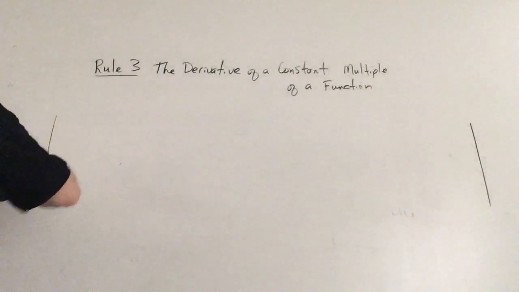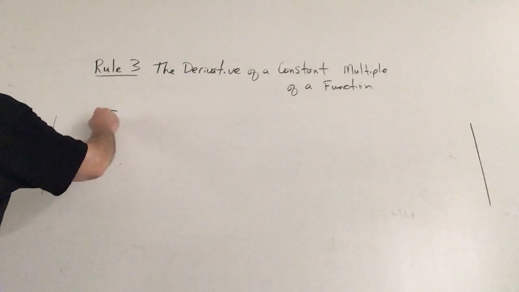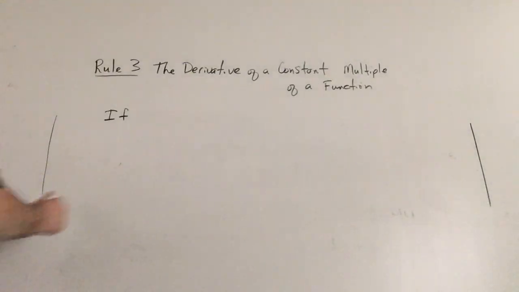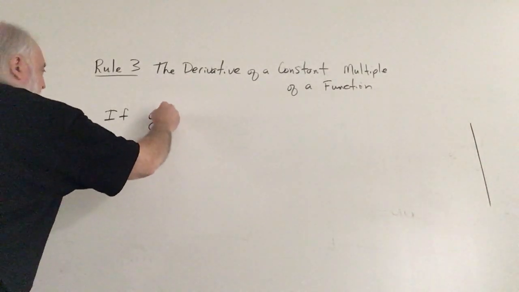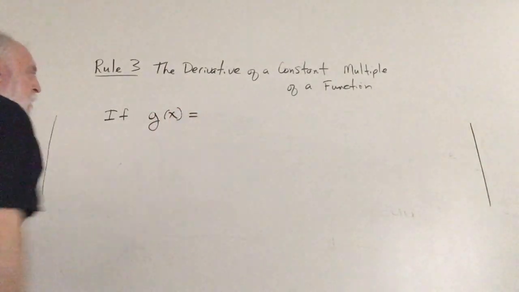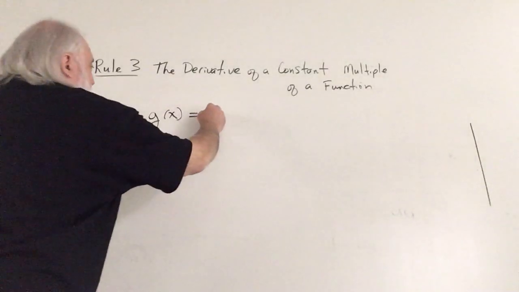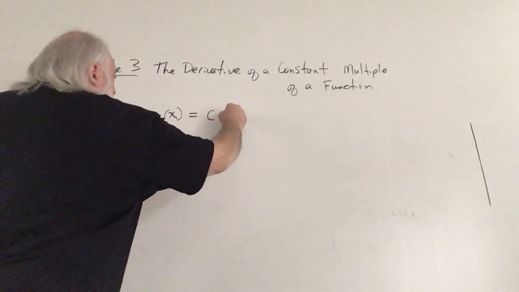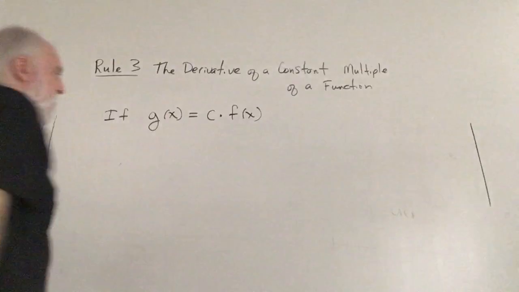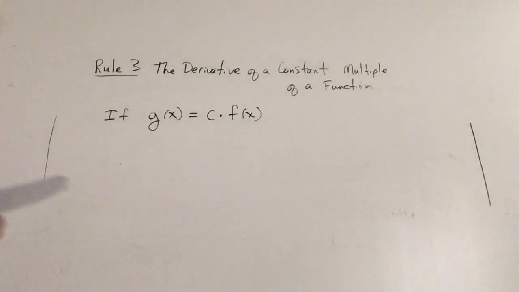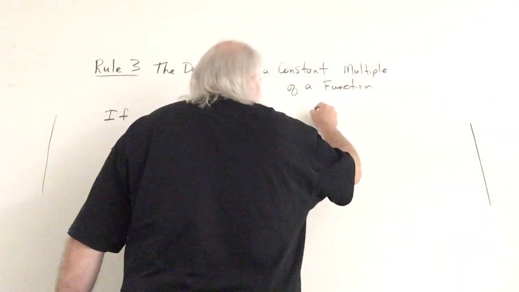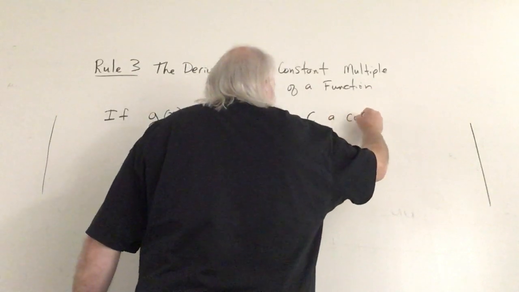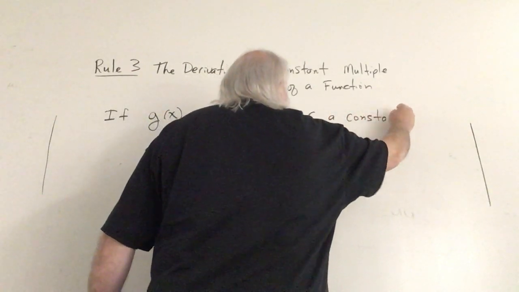So example 1, so if I have the function g of x, which is equal to the constant c times the function f of x. Okay. C is a constant, just some real number off the real number line.